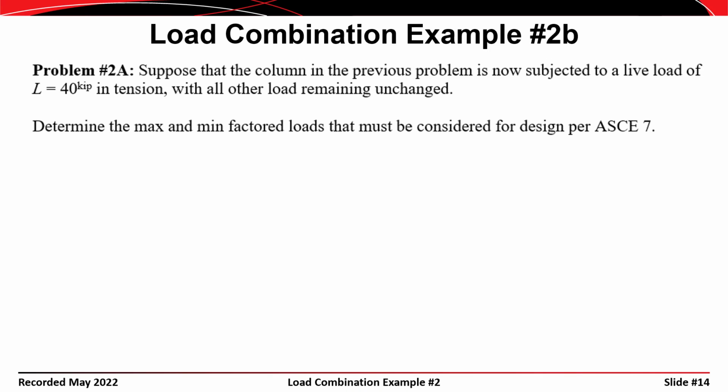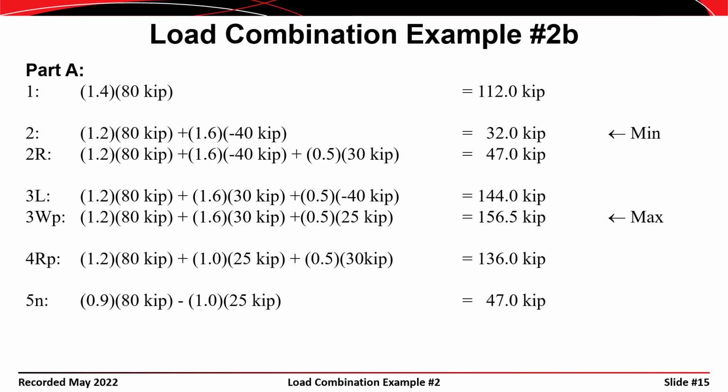As a follow-up, let's consider a slightly different version of the same problem. In this version, let's consider that the live load in the column now causes 40 kips acting in tension, with the other loads remaining unchanged. When we substitute into our load combinations in this case, note that where the live load appears in a combination, we have to substitute in a value of negative 40 kips.